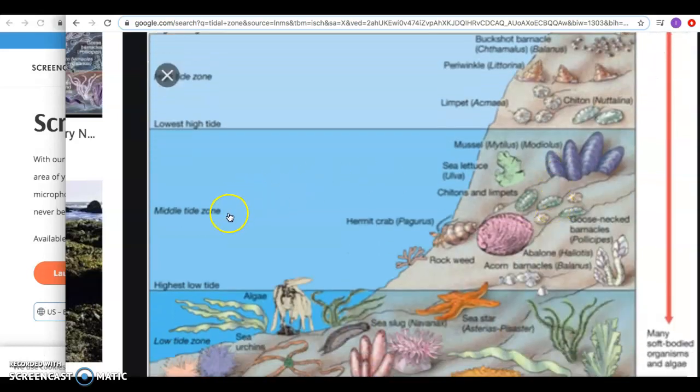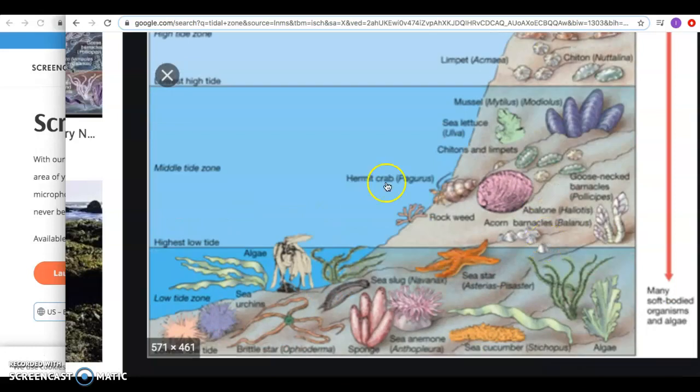And down a little bit more, this is the middle tide zone where we've got a little deeper water. Usually it comes in and out, but these plants and animals are not usually exposed for long periods of time to the dryness and to the sun. Here are some mussels and sea lettuce and hermit crabs. They can survive exposed to air, but it's better for them to be submerged.